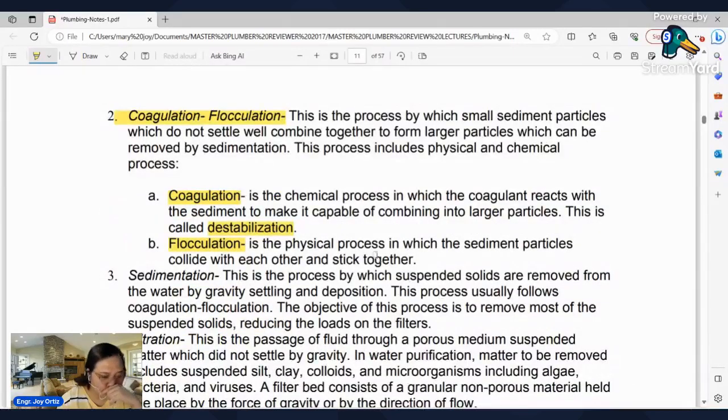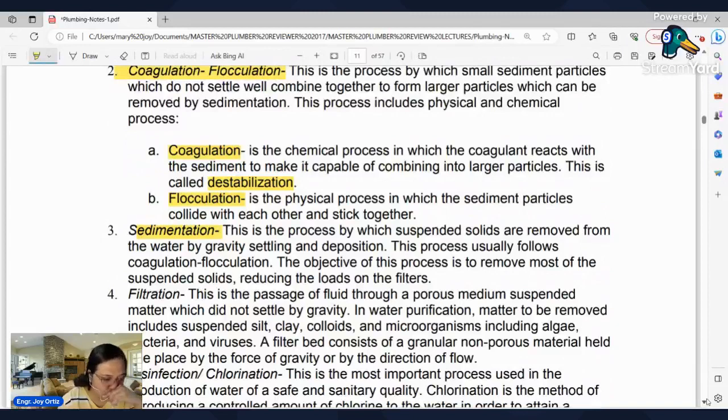Flocculation is the physical process. Coagulation is more on the chemical process, while flocculation is more on the physical process, in which the sediment particles collide with each other and stick together. As for sedimentation, guys, it is the process by which suspended solids are removed from the water by gravity settling and deposition. This process usually follows coagulation, then flocculation. The objective of this process is, of course, to remove most of the suspended solids, reducing the load on the filters. So the surface water process is a bit long.